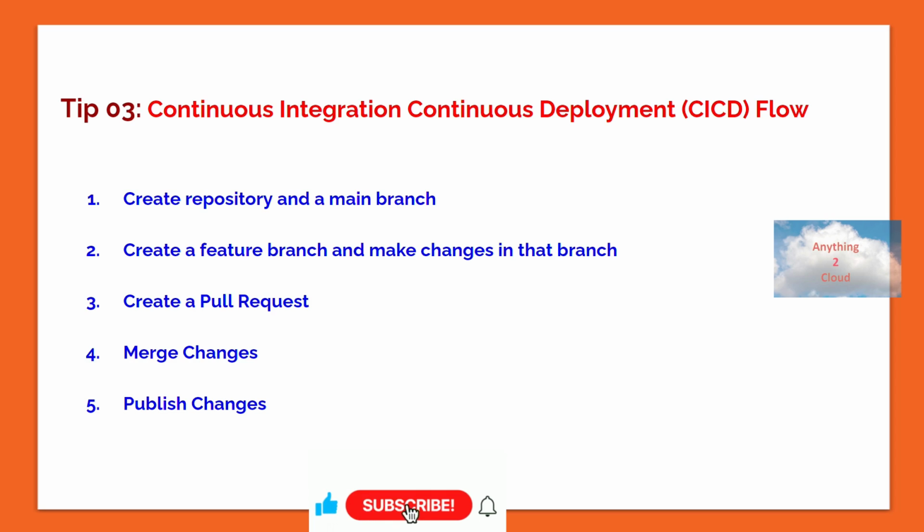First one is create a repository and the main branch. Then create a feature branch and make your changes in that branch. Then create a pull request, then you merge the changes, then finally publish the changes.